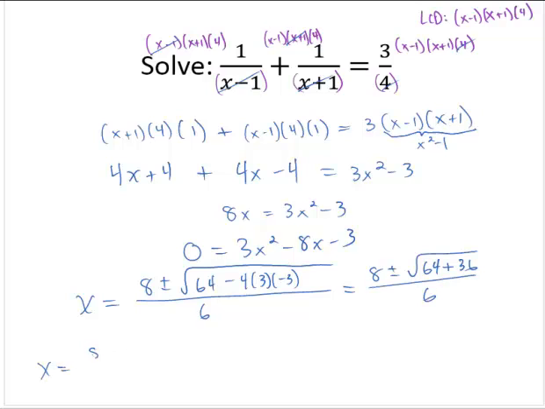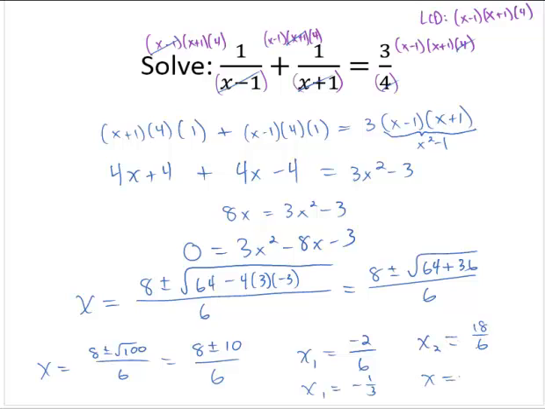So x equals 8 plus or minus the square root of 100 over 6. So x equals 8 plus or minus 10 over 6. So our first solution, I always do the subtraction first. 8 minus 10 is negative 2 over 6. So x1 is negative 1/3. And our second solution, the addition, 8 plus 10 is 18 over 6. So x2 equals 3.